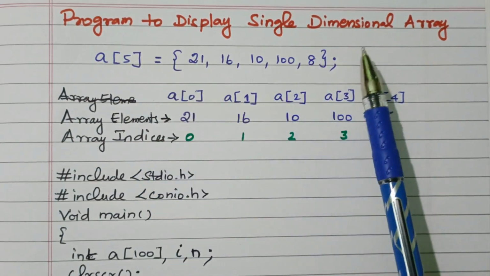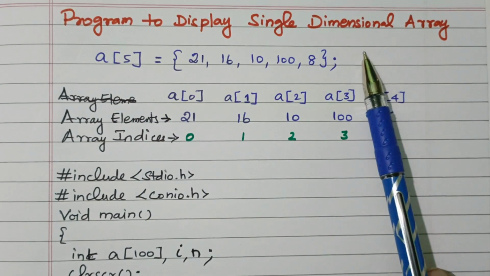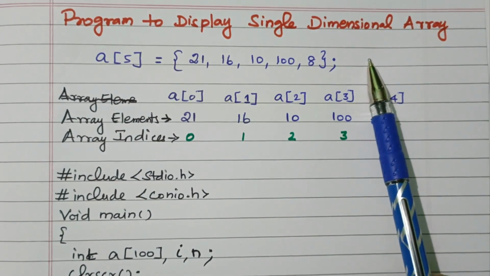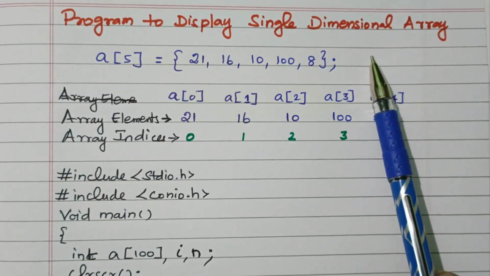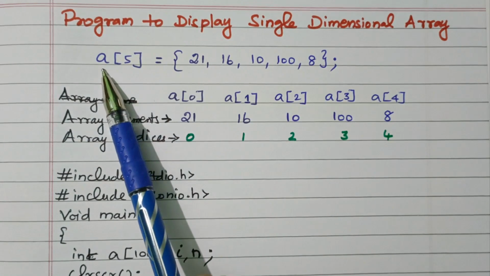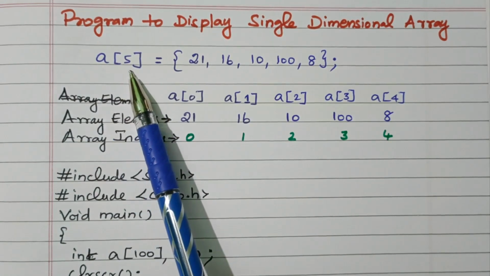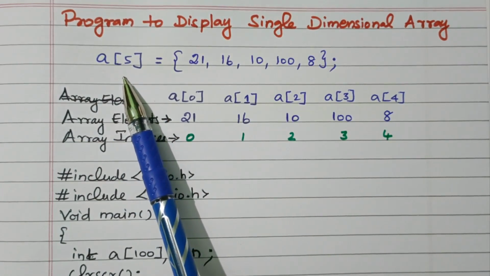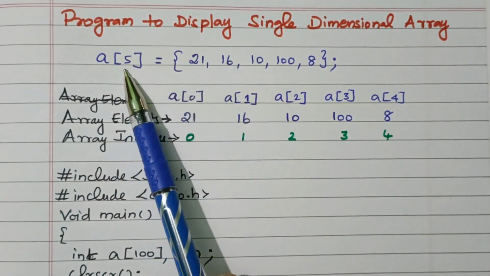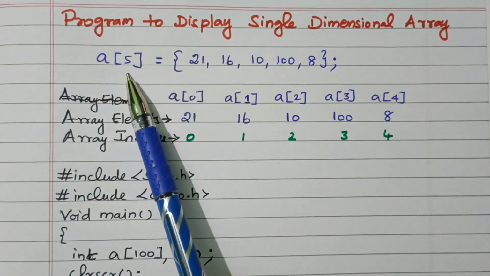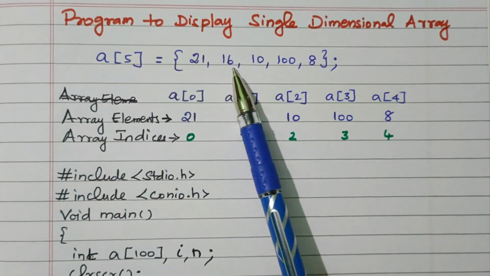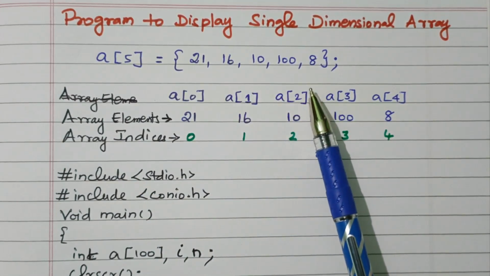A single dimensional array means a set of elements, a set of data. We have one more type, the two-dimensional array, which is called a matrix format. So we have the single dimensional array, where this is the variable name and this is the maximum number of elements in the array. A of 5, where A is the array. We can store 5 elements. These 5 elements are given here: 21, 16, 10, 100, 8.